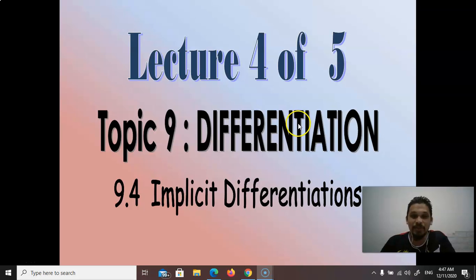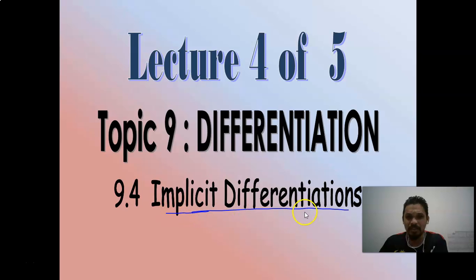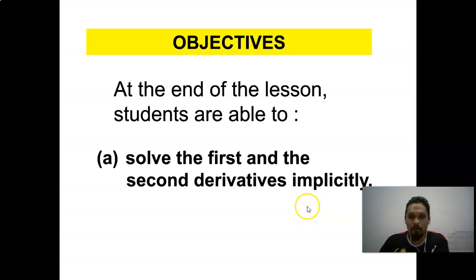So in this video, we are going to continue our discussion of chapter 9, differentiation, with a subtopic of implicit differentiation. So what's all about this? Implicit differentiation. So let's take a look at the definition here. At the end of this lesson, students are able to solve the first and second derivative implicitly. So, what's the meaning of all this?